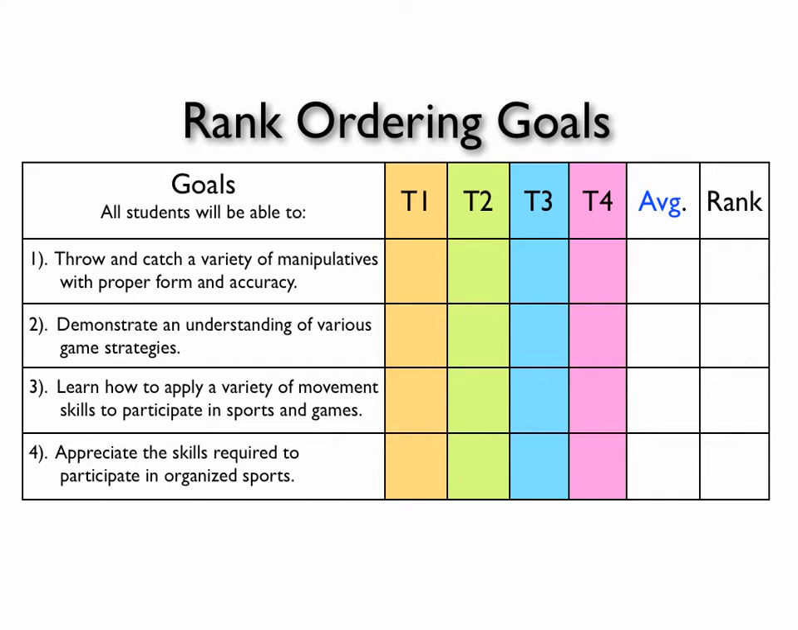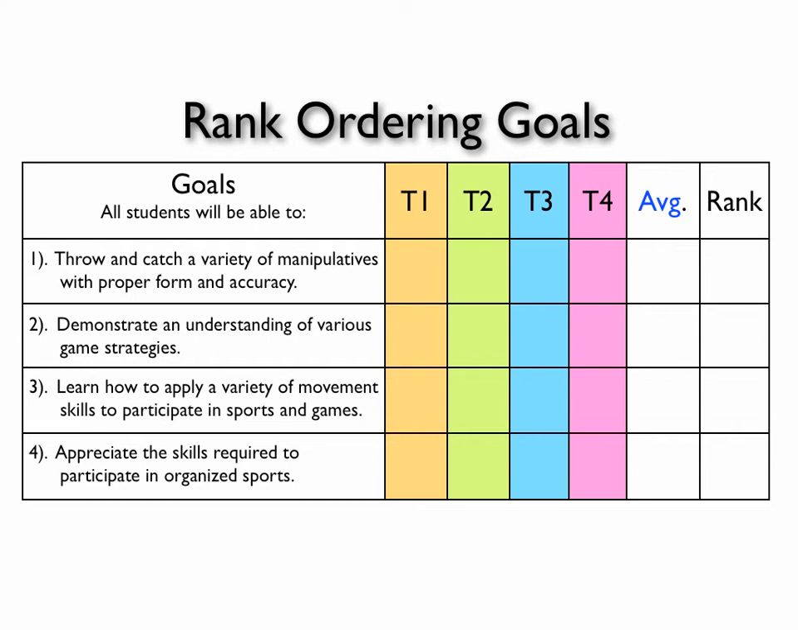Then create a column for each group member to include their rank number. Here, because I don't have much room in this cell, I just have T1, T2, and so on to represent teacher 1 and teacher 2, etc. You should actually have your name in this area to represent your ranking.